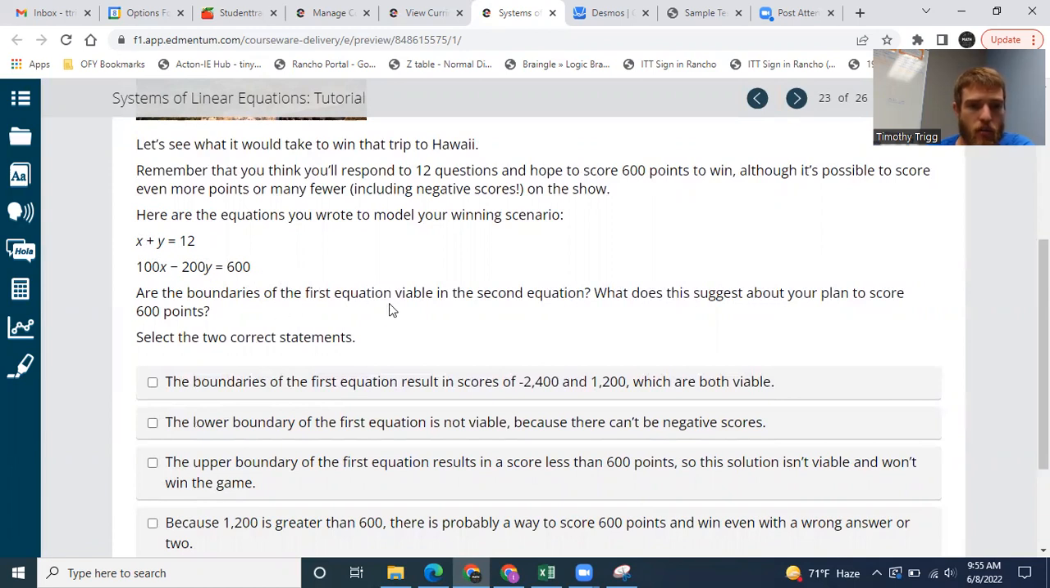Are the boundaries of the first equation viable in the second equation? What does this suggest about your plan to score 600 points? Select two correct statements. Okay.